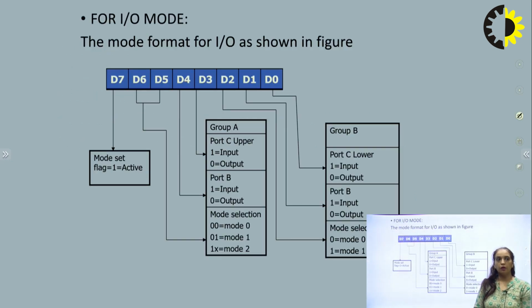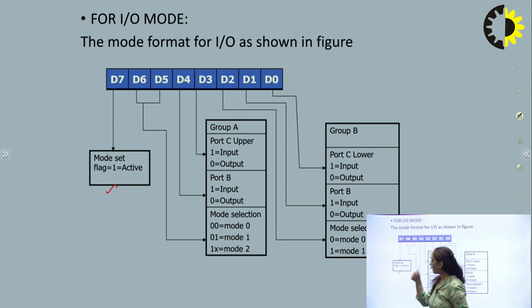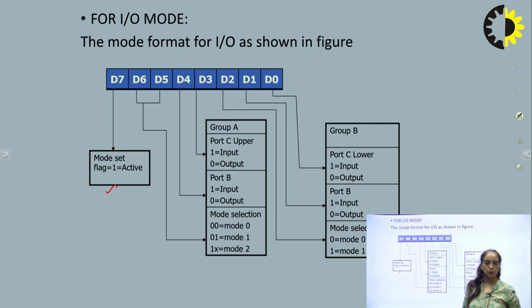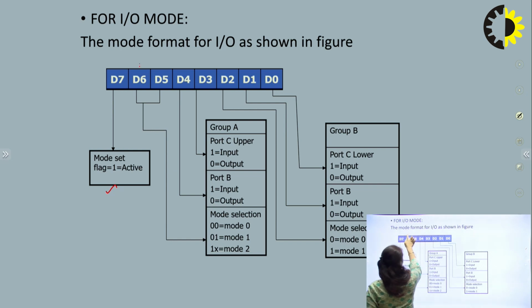Then the format for this IO mode: the mode set flag should be 1, it should be activated so that it can work in IO mode. These three pins are for group A. We know that in case of group A we have port A, and port C upper.